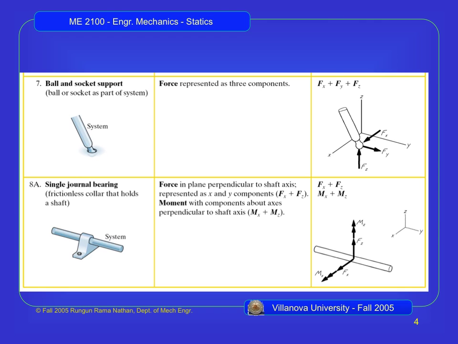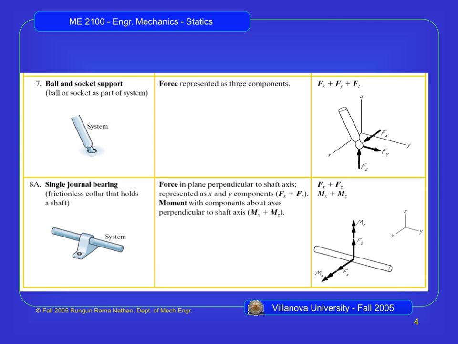What else? It cannot move up and down like this, right? Look at the system. It can't move like this, so the force is prevented, Fz. It can't move like this, right? It cannot come out of the page, so the force is prevented like this.